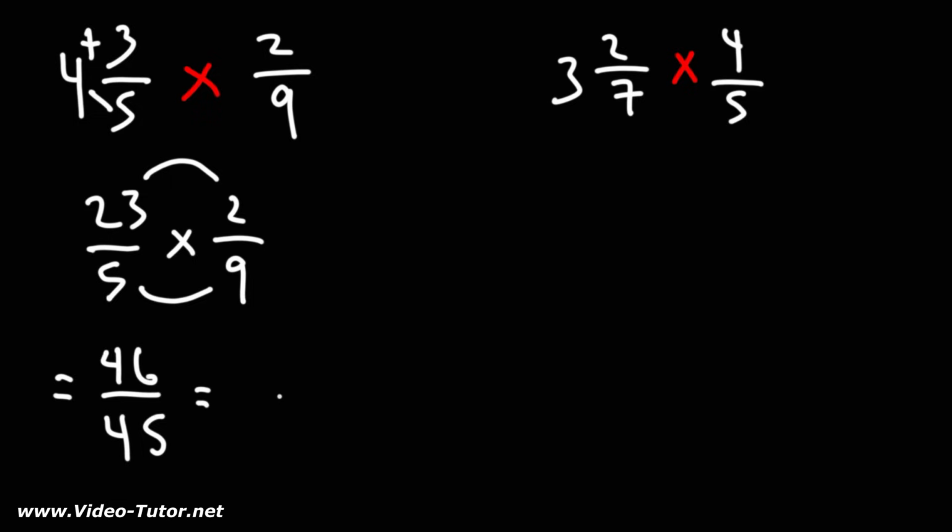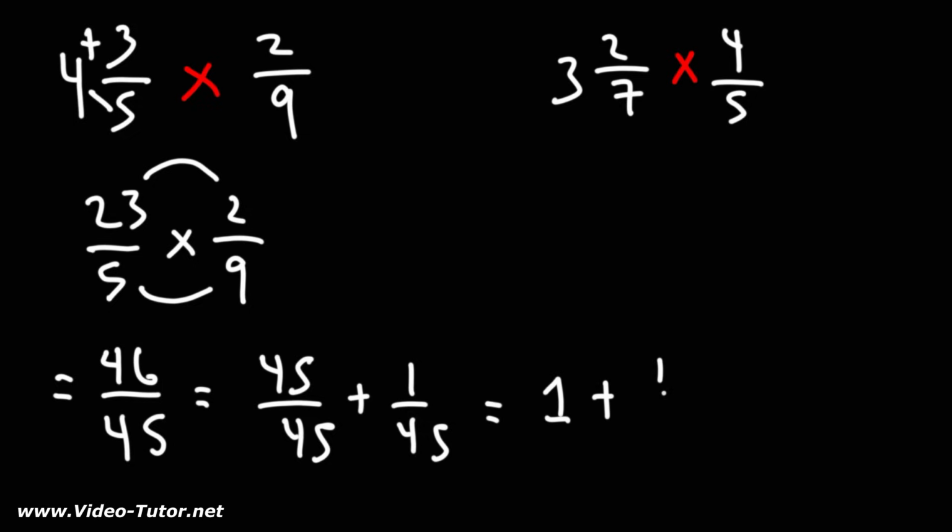The highest multiple of 45 under 46 is itself, 45. So I'm going to write this as 45 over 45 plus 1 over 45, because 45 plus 1 is 46. Now, 45 divided by itself is 1. So we have 1 plus 1 over 45. And we can write the sum of a whole number and a fraction as a mixed number. So it's 1 and 1 over 45. That's the answer for the first problem.